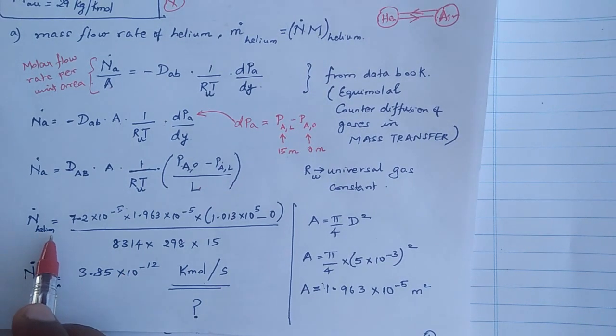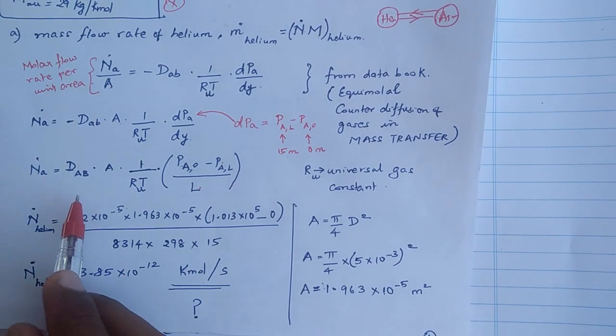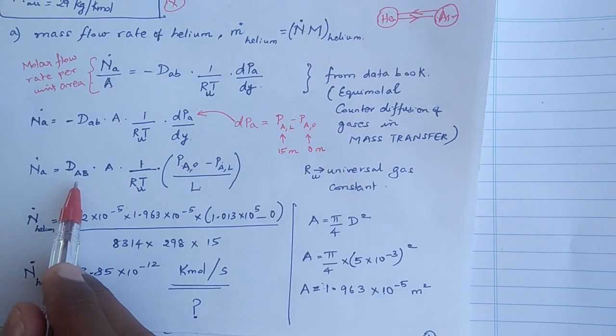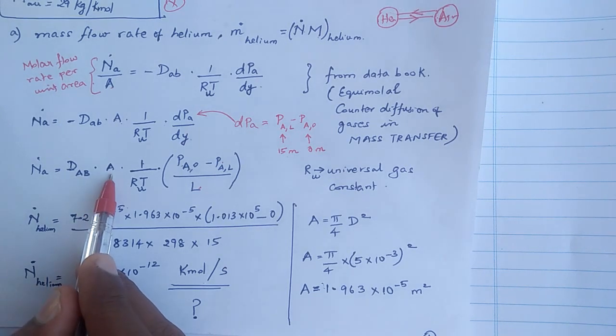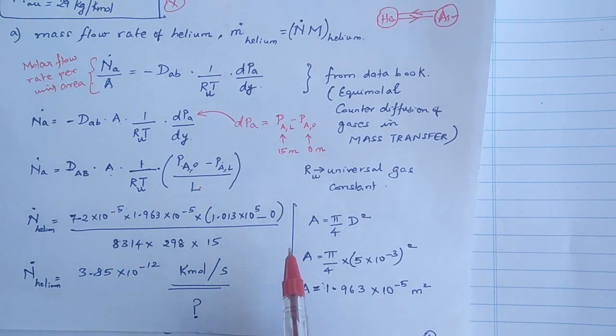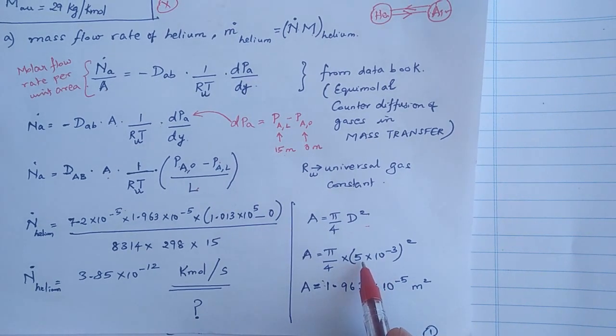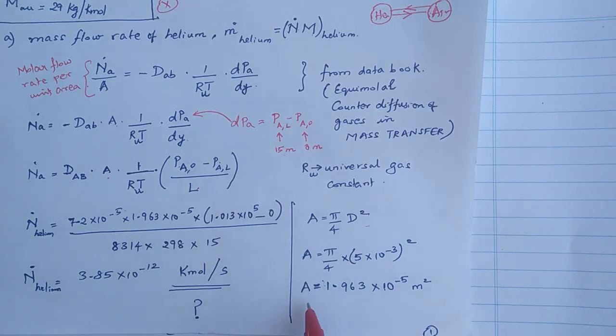Now substitute all these values. DAB is calculated as 7.20 into 10 power minus 5 meter square per second. Area is the cross-section area of the tube. So cross-section area of the tube is given as pi by 4 d square. The diameter of the tube is 5 mm, so 5 into 10 power minus 3. Substitute these values, you will be getting the cross-section area as 1.963 into 10 power minus 5 meter square.